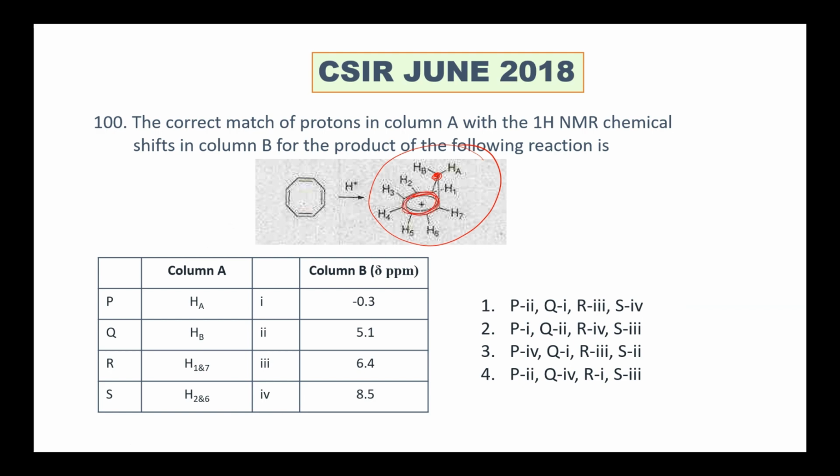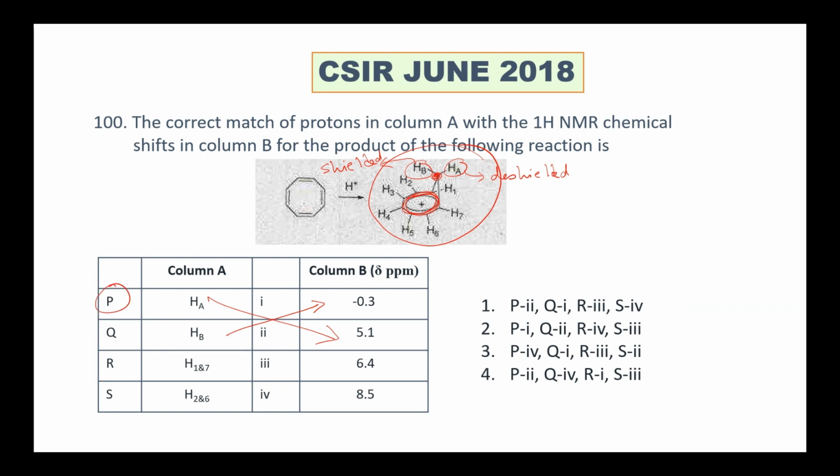Now Hb falls in the inner zone, Ha falls in the outer zone. So Ha will be de-shielded since it is falling in the outer zone, and Hb will be shielded because it falls in the shielding zone. So B will be shielded, B will be having low delta value. So B will be minus 0.3 and A will be 5.1.